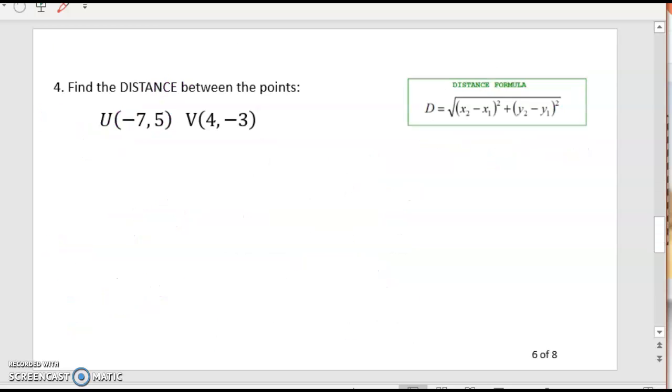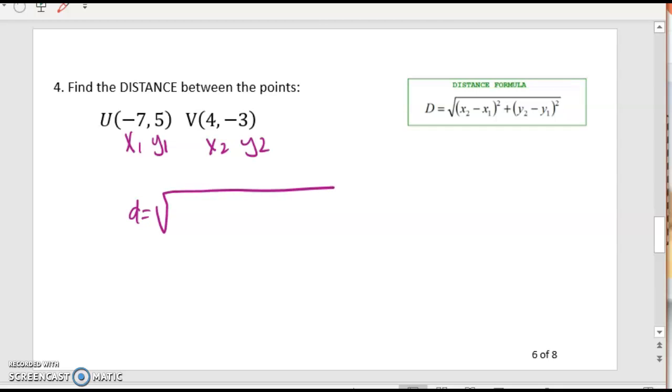So if we have just a basic find the distance between 2 points. So we have 2 points, U and V. It does not matter which one is x1, y1, and which one is x2, y2, but the x1, y1 has to be married together and the x2, y2 has to be married together. So I'm just going to pick any old point to be x1, y1, and x2, y2. And from there, it's just plugging it in. You can plug this entire thing into your calculator.